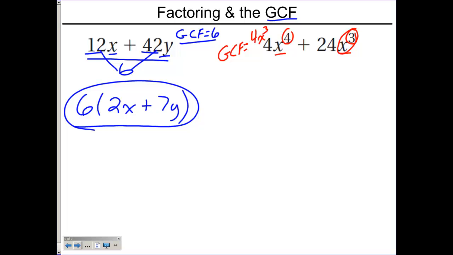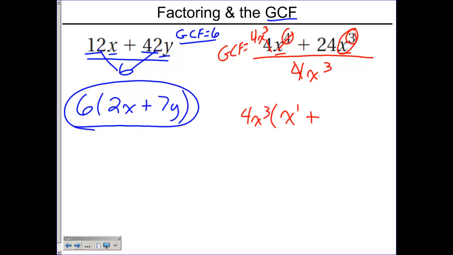So my greatest common factor of both terms is actually 4x to the 3rd power. So I'm going to take my 4x to the 3rd power on the outside, and I'm going to divide the entire expression by 4x to the 3rd. So the first thing is 4 divided by 4 is going to give us 1. X to the 4th divided by x to the 3rd is going to give us x to the 1st power.